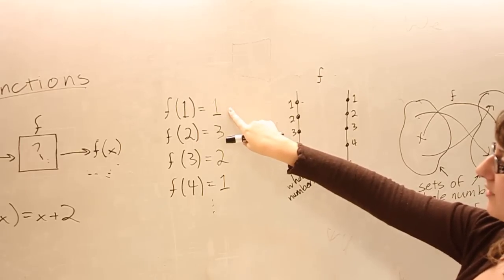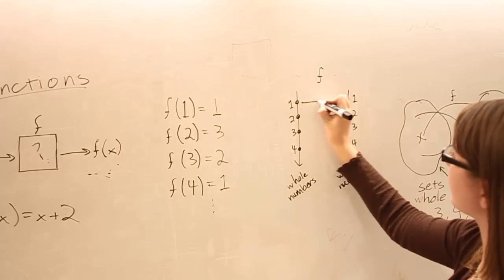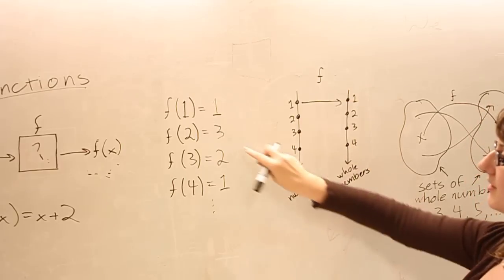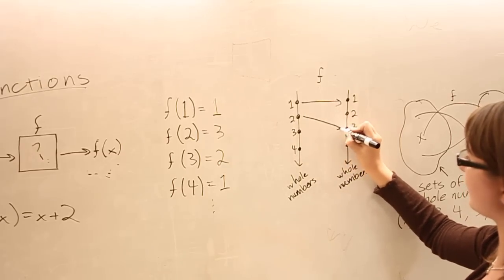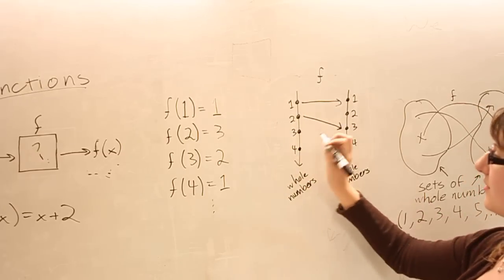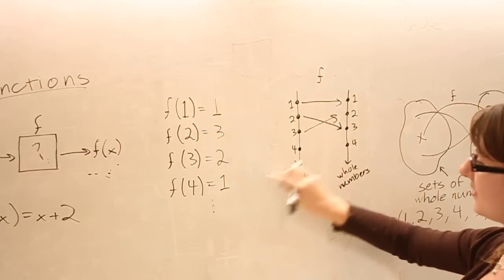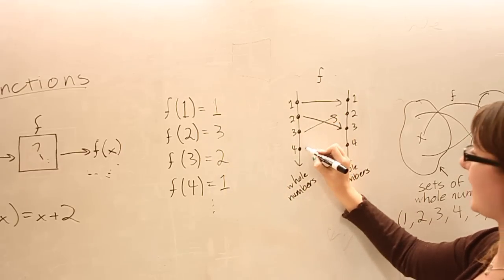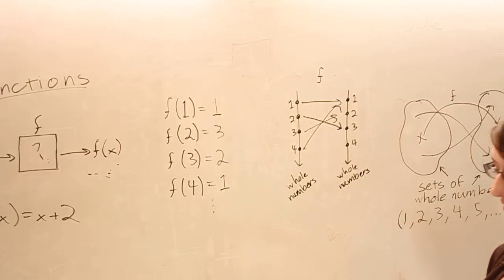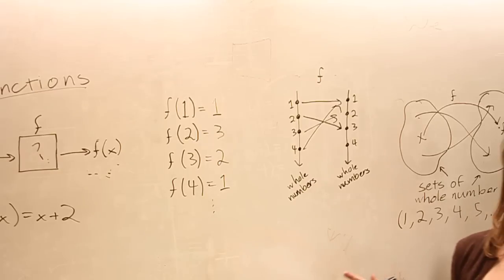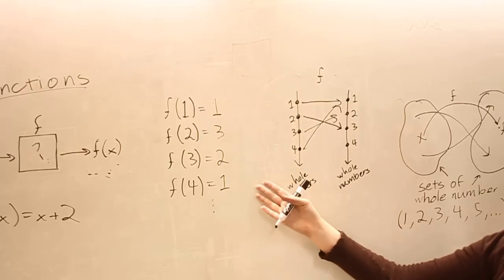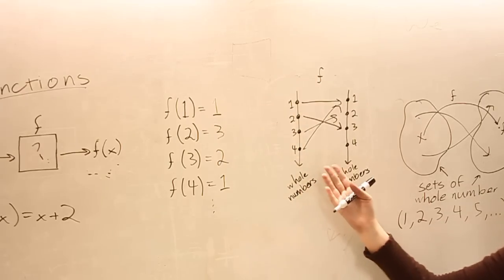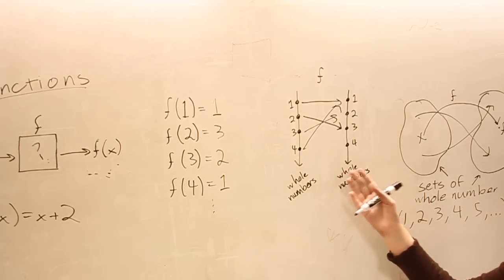So f of 1 is 1. So that's what the map does. f of 2 is 3. So this time maps 2 to 3. f of 3 is 2. Maps 3 to 2. f of 4 is 1. Maps 4 to 1. So we no longer have to find a one-size-fits-all machine for functions, which doesn't work for functions like this. Instead, functions are now a map, which will actually fit all functions.